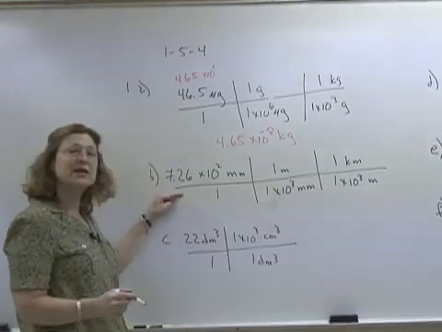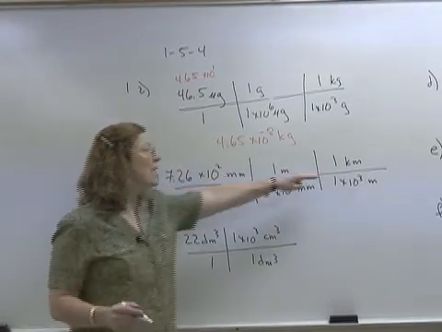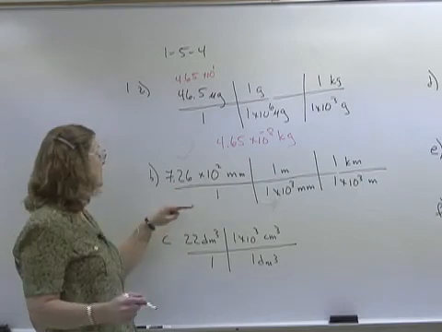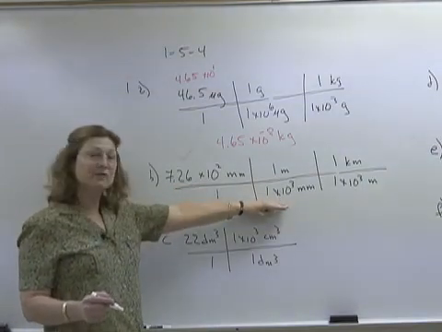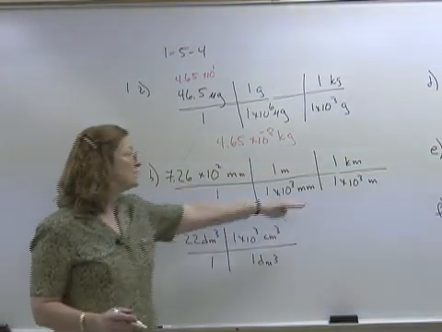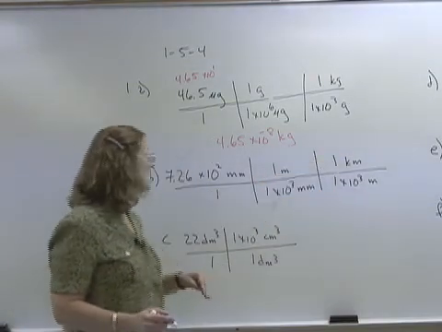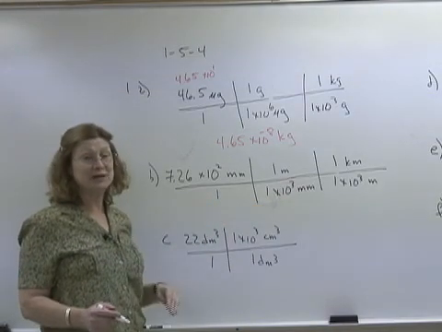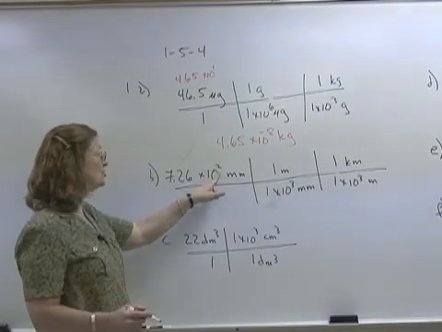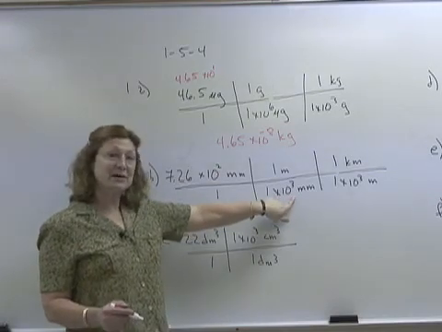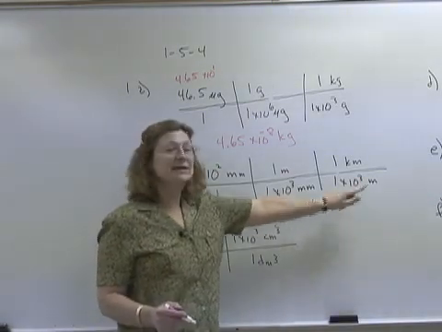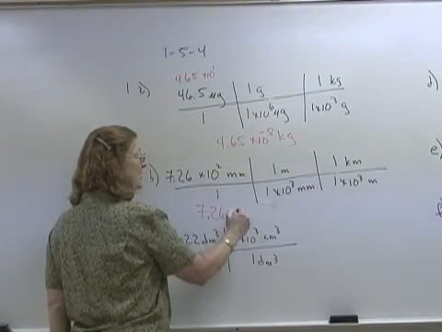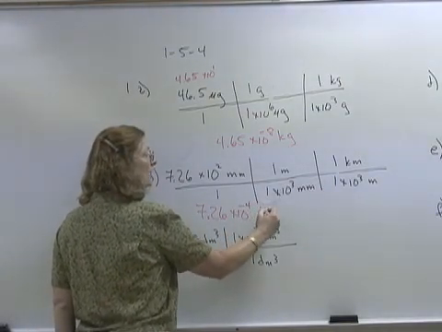For B, I'm changing millimeters to kilometers. So again, I'm going to go to my base unit. And there are 1,000 millimeters in a meter. There are 1,000 meters in a kilometer. So again, my number's in the bottom, so I'm dividing, and when it's exponential, I would subtract. 2 minus 3 is minus 1. Minus 3 is minus 4. So my answer is 7.26 times 10 to the minus 4th kilometer.